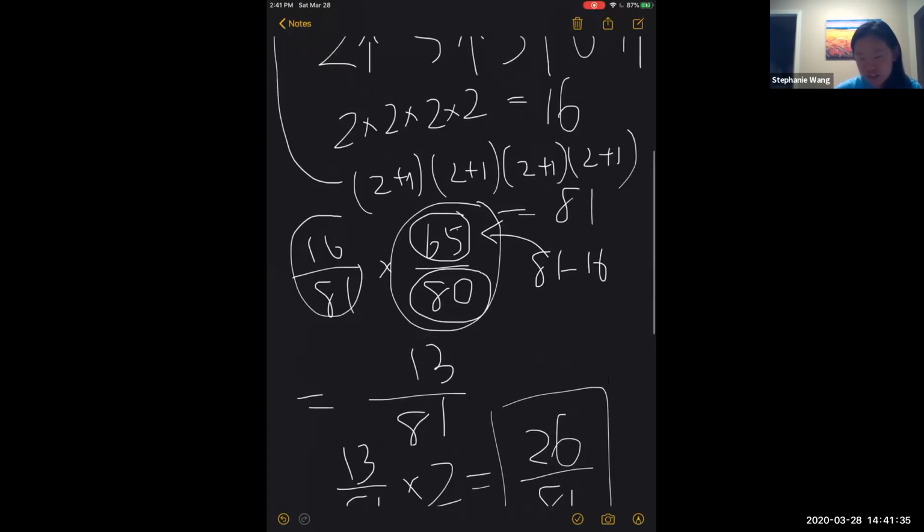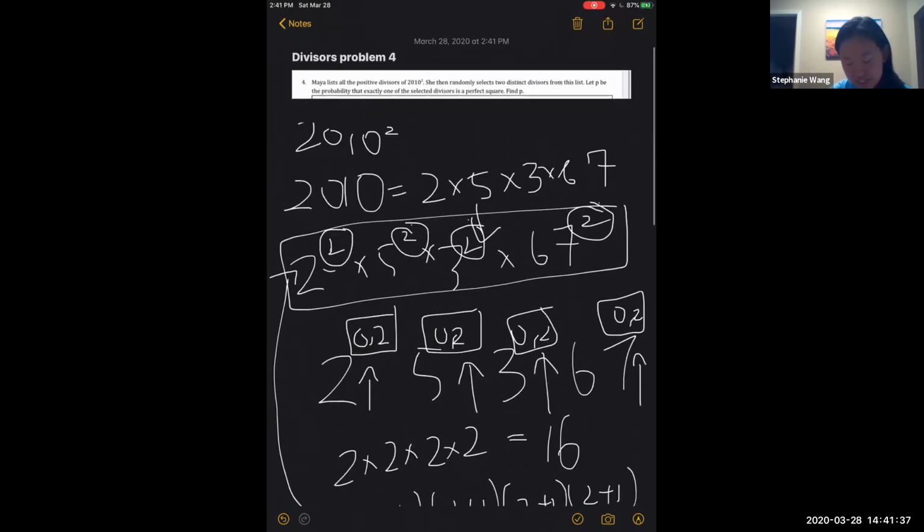All right, I'll briefly go over everything I did. Our thought process for this problem is: you find the total number of divisors, then you find the total number of divisors that are perfect squares, then you find the probability of getting a perfect square divisor, and you find the probability of getting a non-perfect square divisor, then multiply by 2.